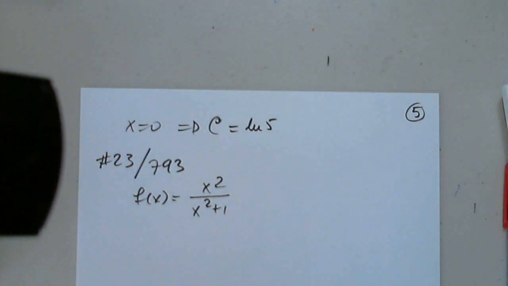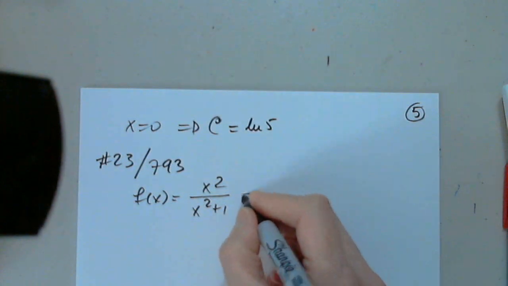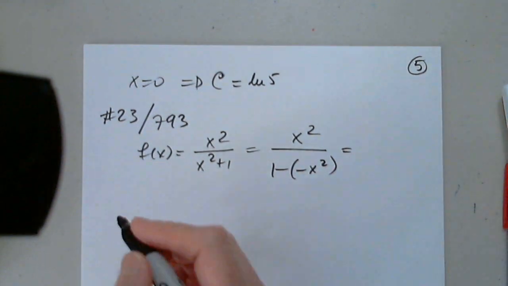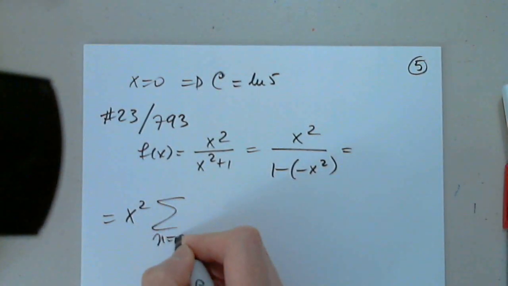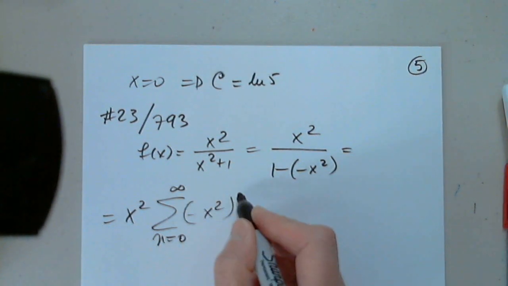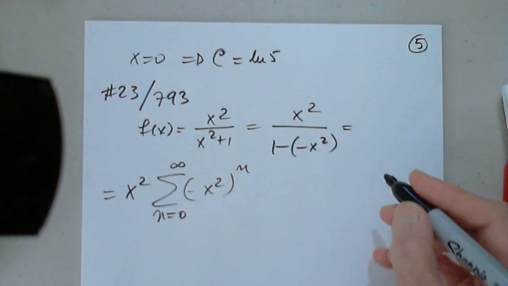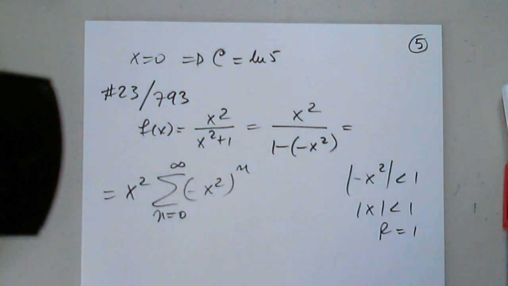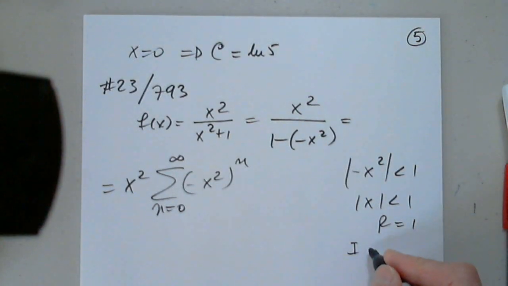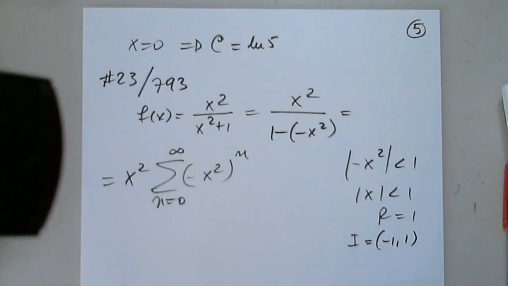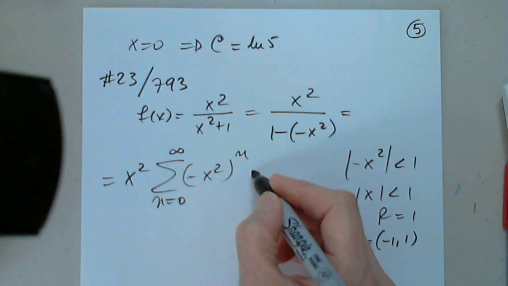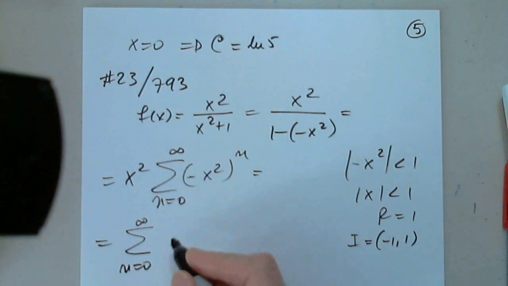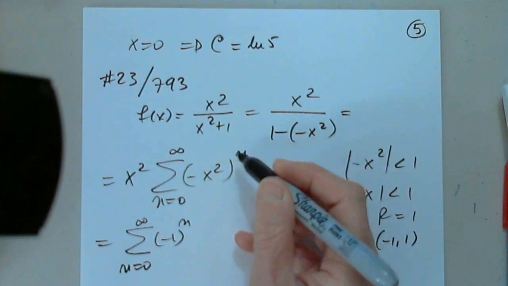Again, the same type of function. We are going to rewrite it as x squared over 1 minus negative x squared. And we have x squared times the sum from n equals 0 to infinity of negative x squared to the nth power. Of course, negative x squared in absolute value less than 1 means the absolute value of x is less than 1, and the radius is 1. The interval of convergence is negative 1, 1. Let's clean this up a little bit: the sum from n equals 0 to infinity of negative 1 to the nth power, x to the 2n plus 2.